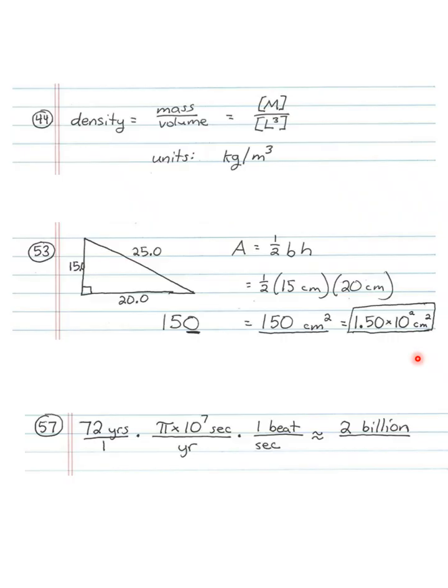Finally, number 57 is an estimation problem. Estimate the number of heartbeats in an average lifetime. All right, so this is going to be a rough estimation. But we think an average lifetime, we want to think about how often the heart beats.